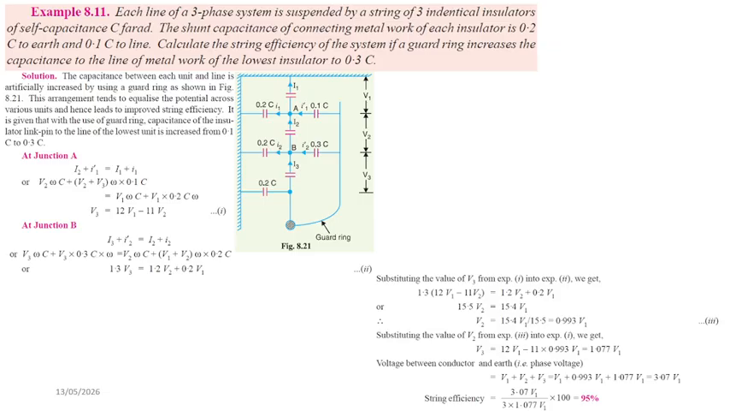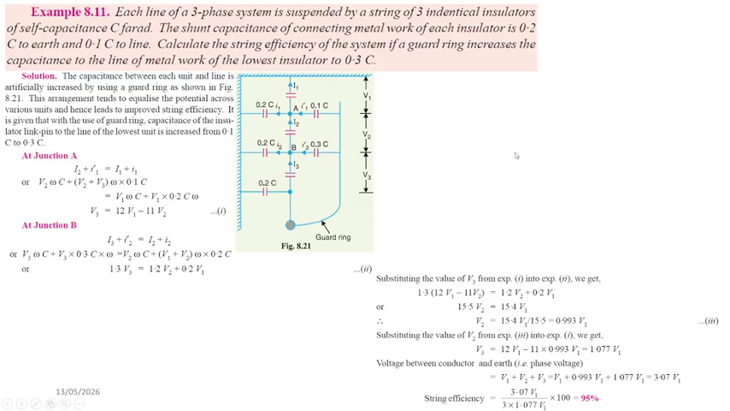Okay, this is another example presenting the effect of using a guard ring again on the voltage distribution and string efficiency of the 3-unit suspension insulator string in a 3-phase transmission system. By increasing the capacitance between the line and the lowest insulator unit from 0.1 C to 0.3 C, the guard ring helps equalize the voltage across the insulator units. So we want to see what will happen.